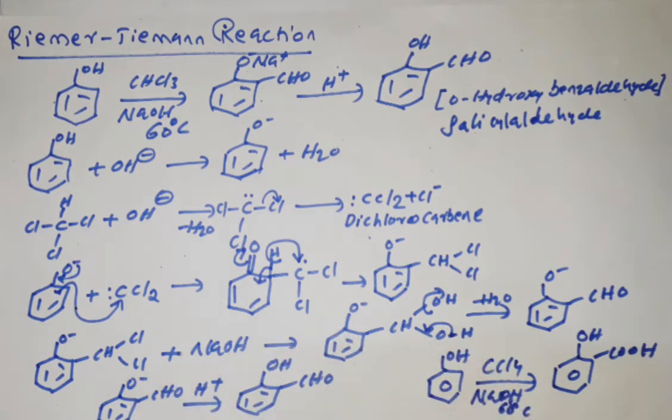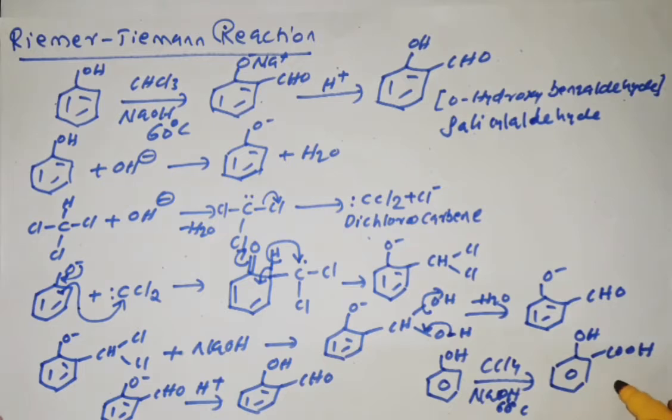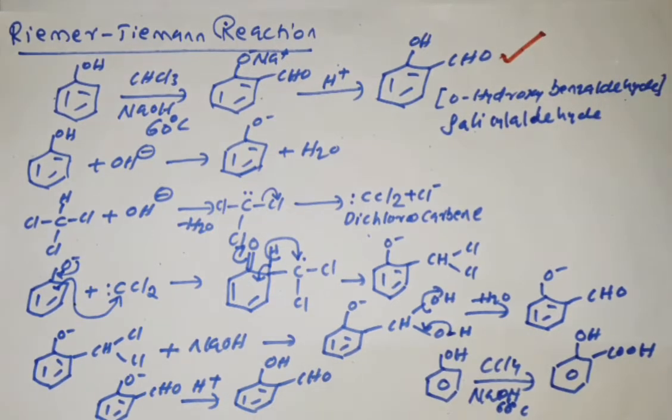So this is the Reimer-Tiemann reaction and its mechanism. If we use carbon tetrachloride in place of this CHCl3, the reaction will result in ortho-hydroxybenzoic acid. So this Reimer-Tiemann reaction means a reaction of phenol with chloroform in presence of sodium hydroxide at 60 degrees Celsius, followed by acidification, we get ortho-hydroxybenzaldehyde or salicylaldehyde. This is the Reimer-Tiemann reaction.